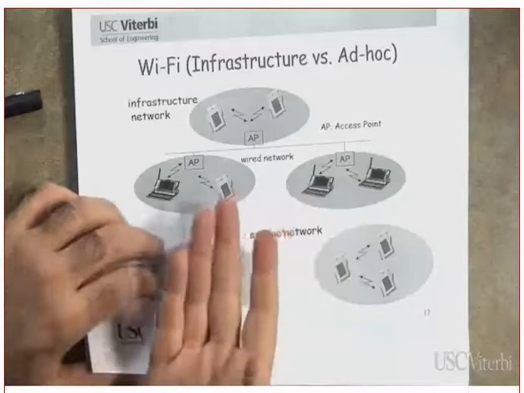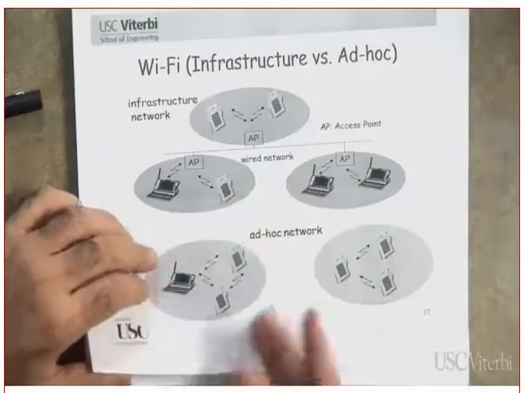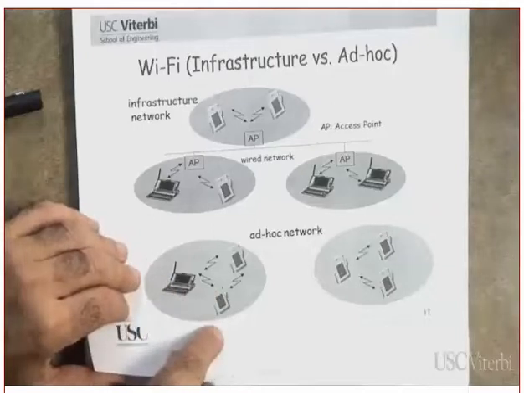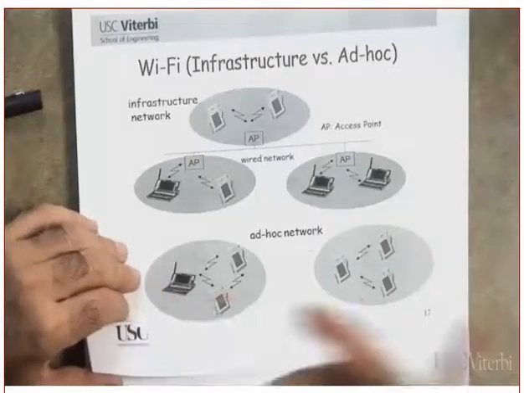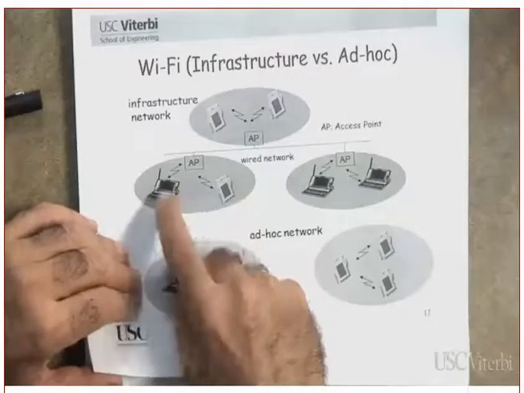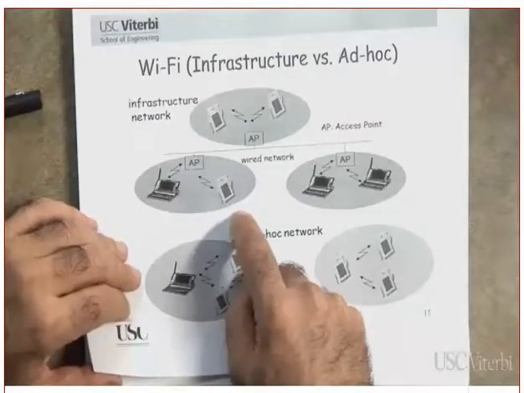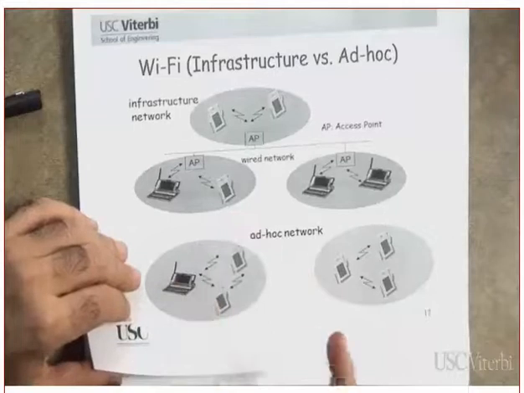Can you tell me which one is more efficient? The ad hoc is more efficient. Why? Because the ad hoc communications can be direct. In other words, if this one wants to communicate with this one, it has to go through the AP, and then the AP will relay it to this guy. Whereas with this one, you can go directly in here.